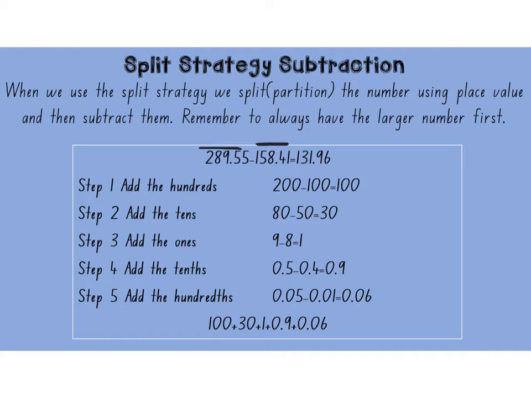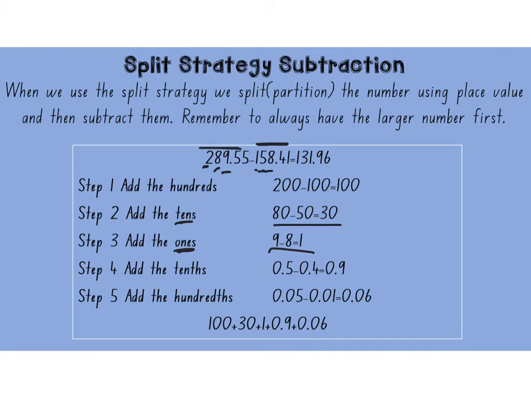Then what you need to do is use your place value to break up the number and solve it. So the first thing we do is we need to subtract the hundreds first. So we break it up, so we need to do 200 take away 100. Then we need to subtract our tens. So 8 tens and 5 tens, so 80 take away 50. Then we need to subtract our ones, so 9 and 8. So 9 take away 8 is 1.